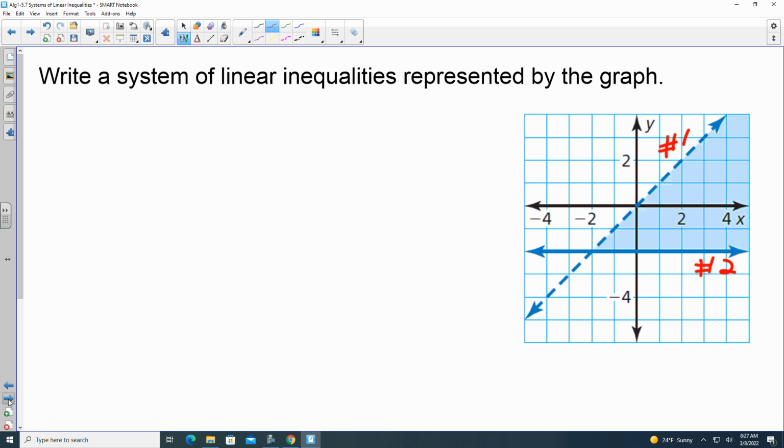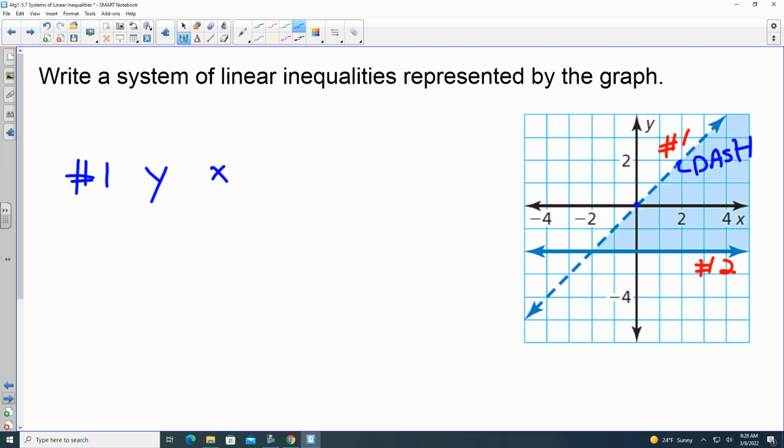So looking at number 1 here, in slope-intercept form, it looks like I have a y-intercept at 0. So it's going to be y. I'm not putting greater than, less than, greater than or equal to, less than or equal to. I'm not putting anything like that. My slope is 1, so it's going to be x plus 0. So I'm just going to leave it as y is, it's either going to be greater than or less than because it's a dashed line.